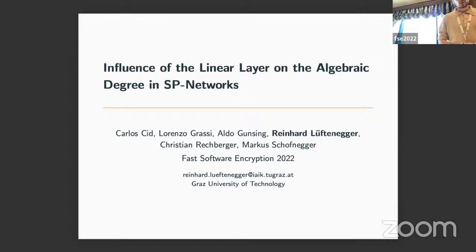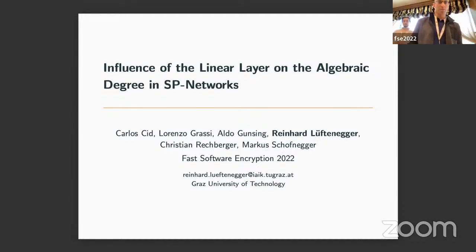So our bound does not incorporate the concrete structure of the linear layer. It's just the degree of the linear layer that we incorporate into our bound. Of course, we expect that using the concrete structure of the linear layer, more can be said and potentially a more accurate bound can be derived. But for our bounds, at least for now, it does not incorporate the structure. Okay, thank you.